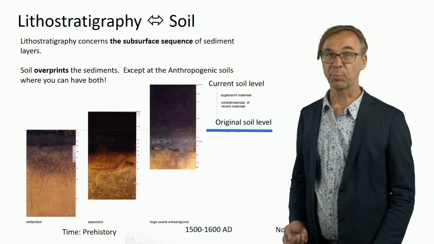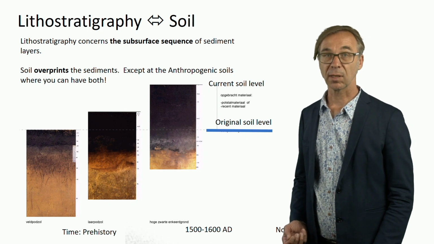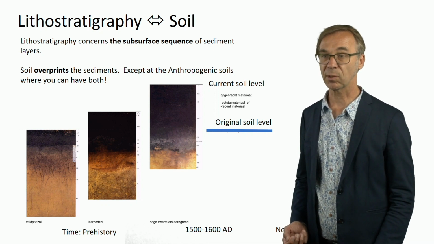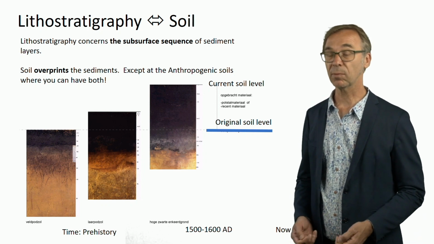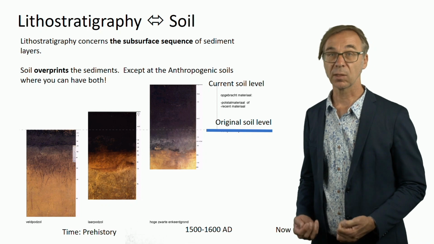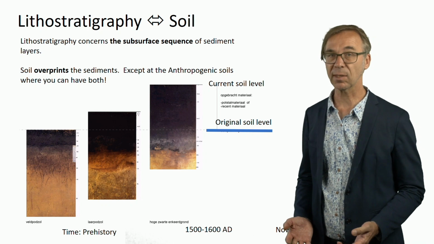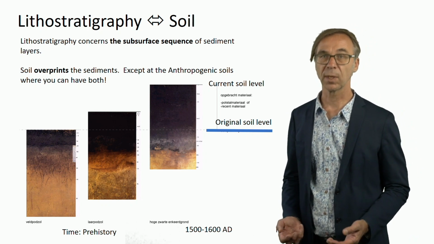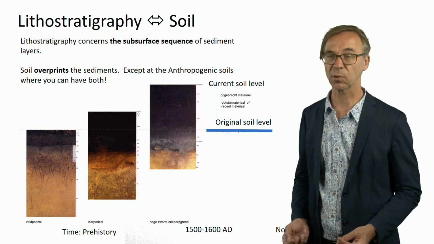Soil overprints the sediments, except at the anthropogenic soils where you can have both. Here you see that in prehistoric times a podzol soil has developed on the far left, partly overprinting the Pleistocene cover sand. This soil has been exposed for many millennia. Since 1500-1600 AD, the farmers have been using and adding material to the soil with manure and forest material to such an extent that anthropogenic topsoil is formed, varying in thickness between 50 and 100 centimeters. It creates so-called double soil, as you can see here, with different ages and therefore different archaeological expectations.